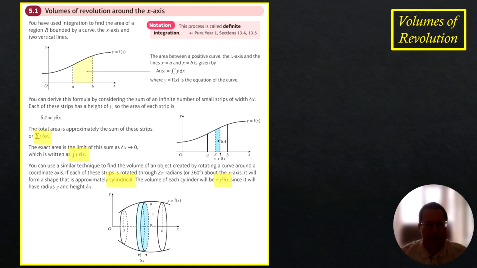This section here is taken from the textbook and it just summarizes the idea that you've already met integration to work out the area under a curve, by summing up lots of little rectangles. But if you imagine rotating those rectangles around the x-axis or the y-axis, you trace out lots of cylinders, so you get a slightly different formula based on pi r squared h.